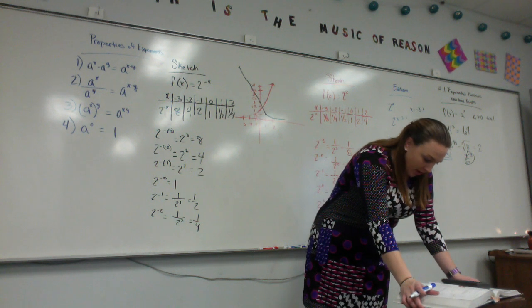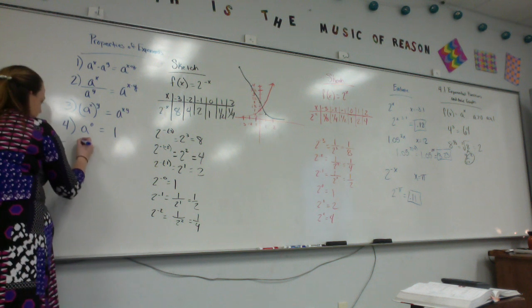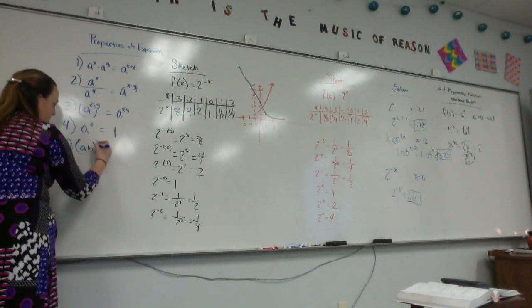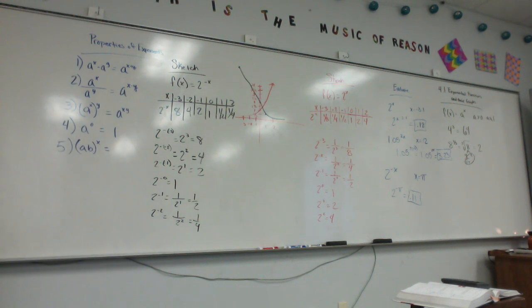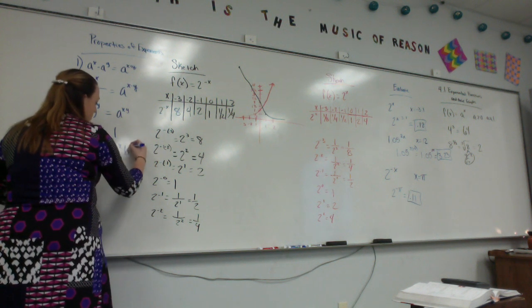What happens if I have something like this, ab to the x power? What do I do with that power? It goes to both. I'm going to distribute it into both. So I'm going to have a to the x, and I'm going to have b to the x.